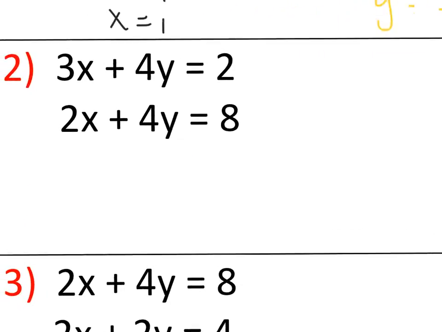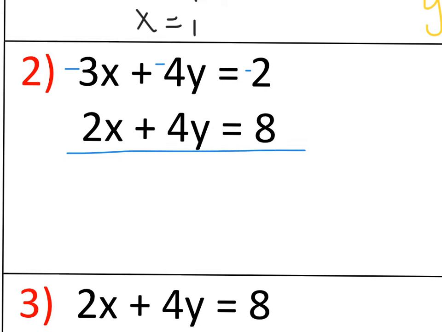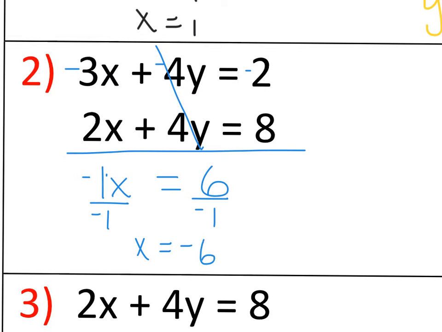Looking back at number 2, the y's are almost opposites, but just like the last one, one of them needs to be negative. So I'm going to make everything on the top equation negative. So this is going to say -3 plus 2, which is -1x. The 4's cancel out. 8 minus 2 is 6, and I'm going to divide by -1, so x equals -6.